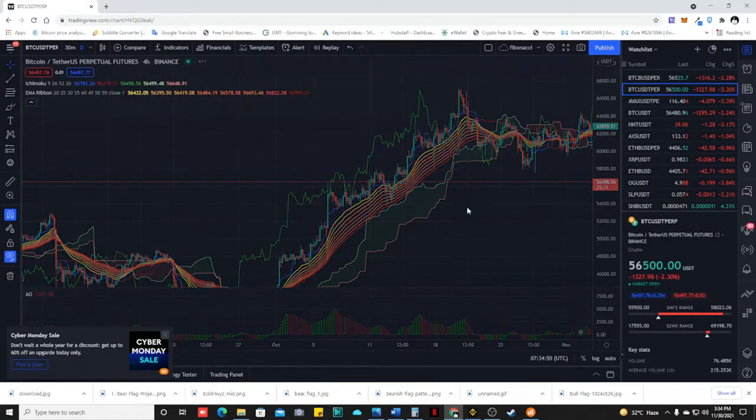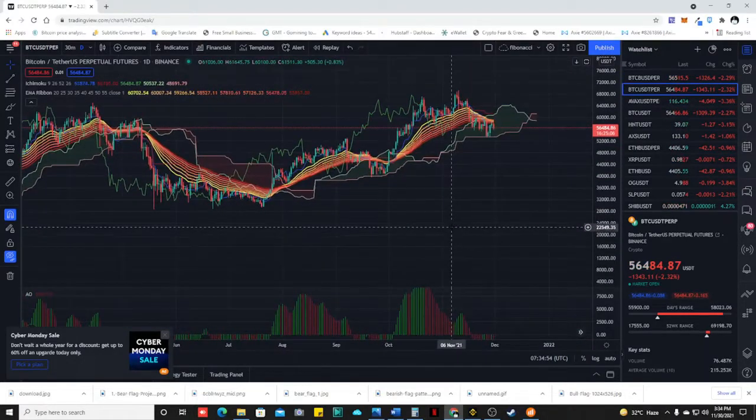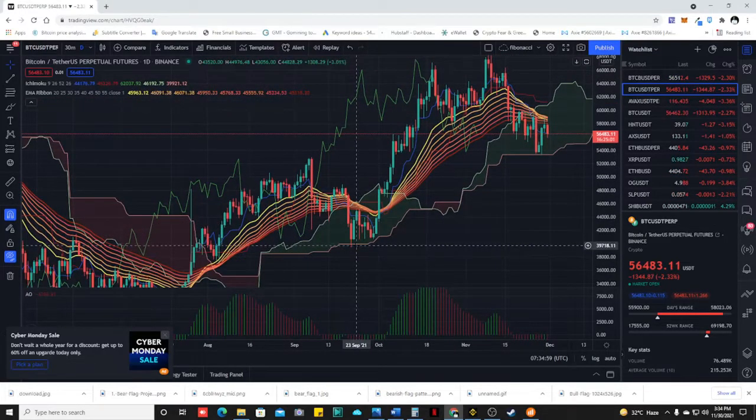Let's check the 1-day time frame. Look at this one for Bitcoin. This is the cloud. This is September 23. The candle touched this and then bounced off the strong resistance of the ribbon, and then went back, and then with this strong support of the Ichimoku, it went so high. The last bounce then went high.